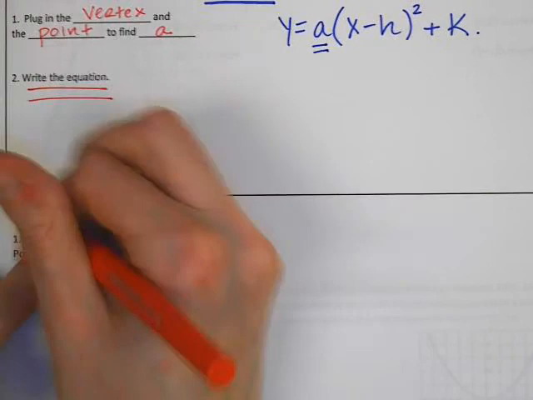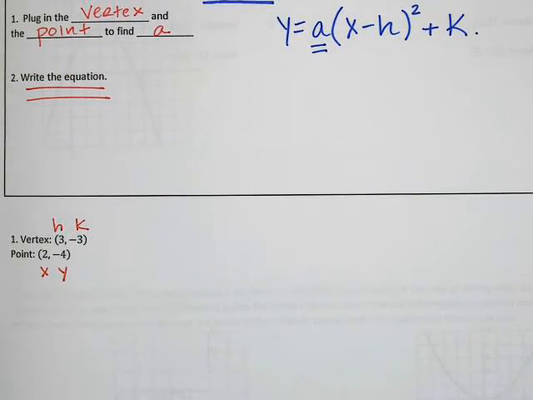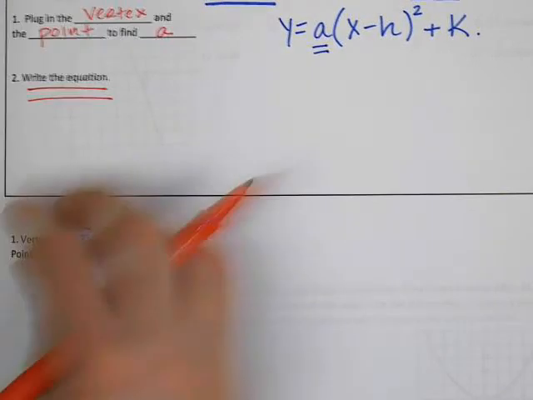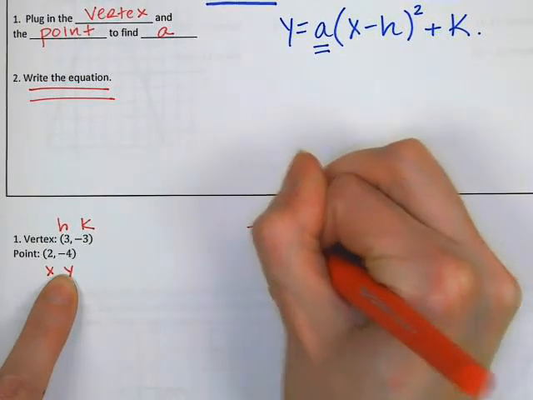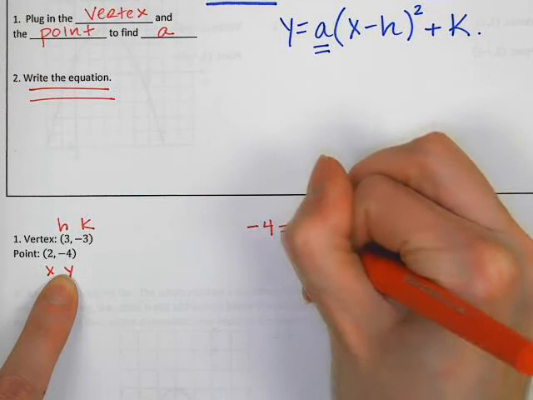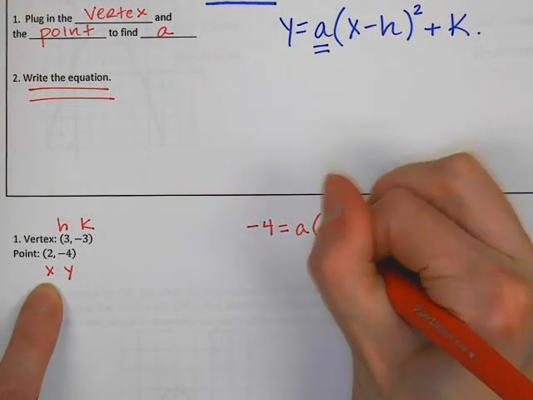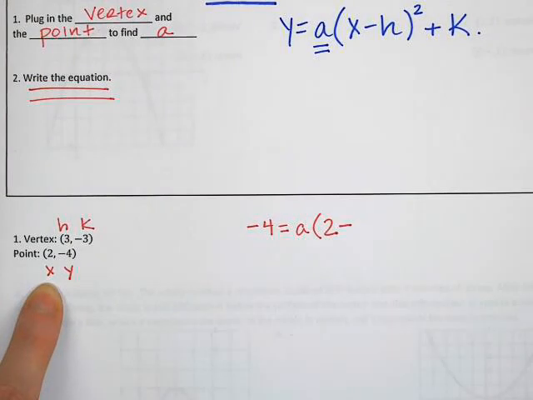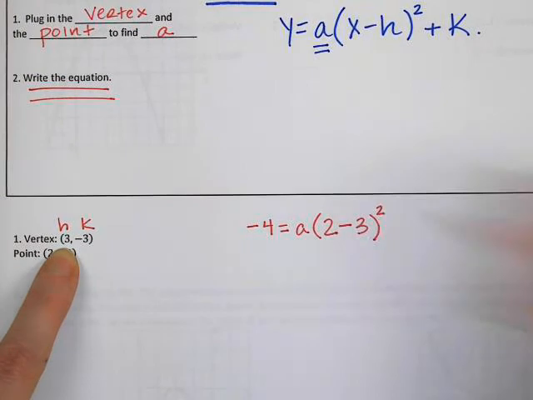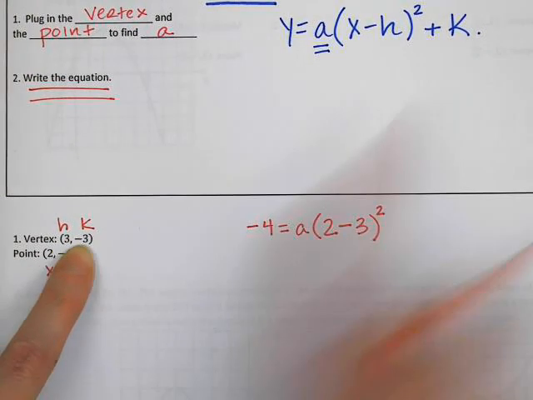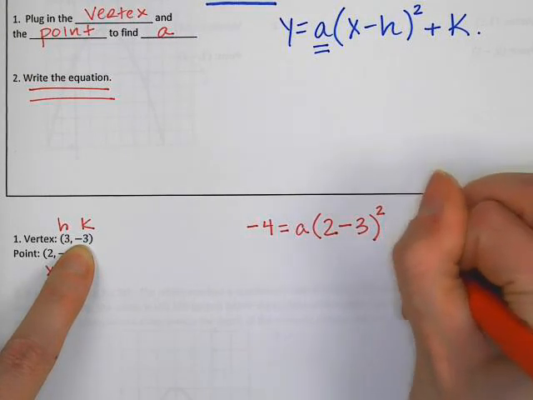All right, so the vertex is h, k. And the point is x, y. Go ahead and plug those into this equation. Okay, so y is going to be -4. a is the one thing that we don't know, so just leave it as a. x is 2 minus h is 3. Don't forget it's squared, plus k. So plus -3. But instead of writing plus -3, I'm just going to put -3.